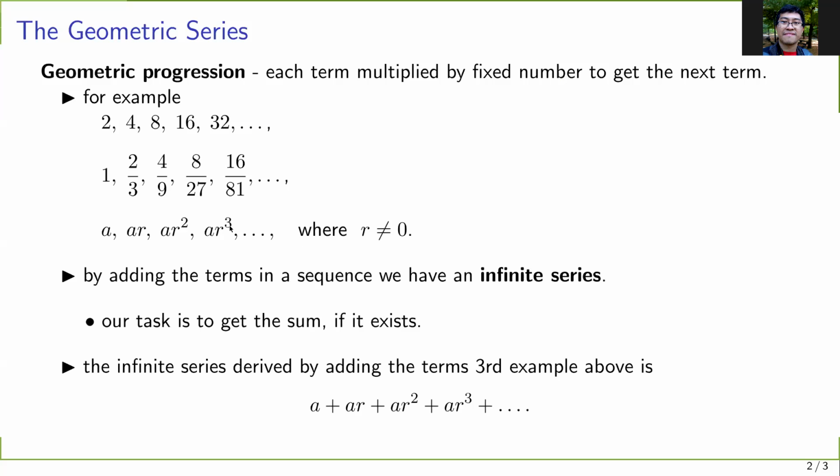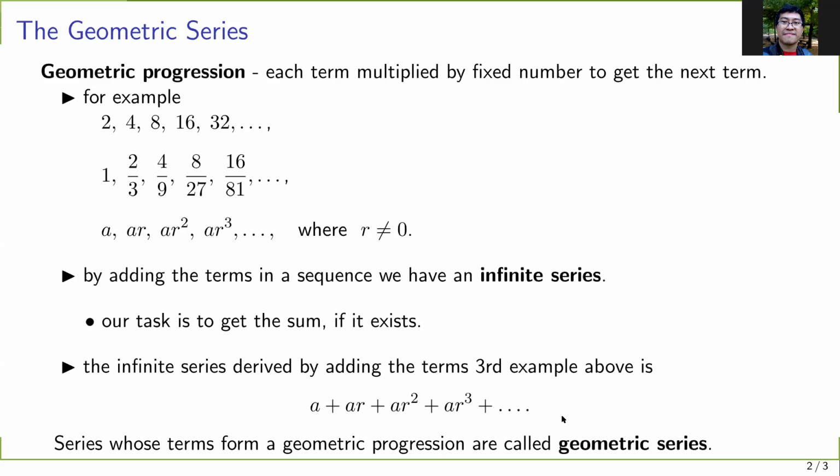So for an infinite series derived by adding the terms in the third example, you have a plus ar plus ar squared plus ar cubed, and so on. For series whose terms form a geometric progression, we call it a geometric series.